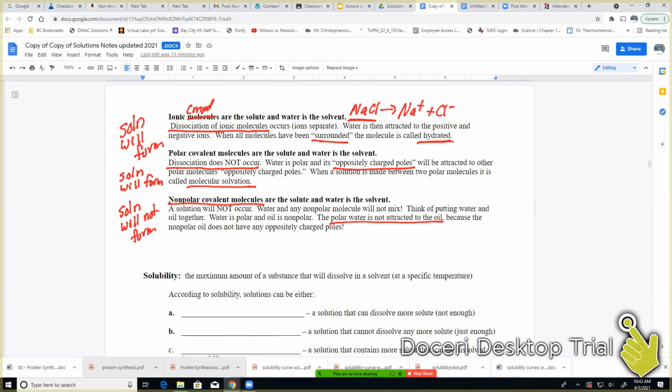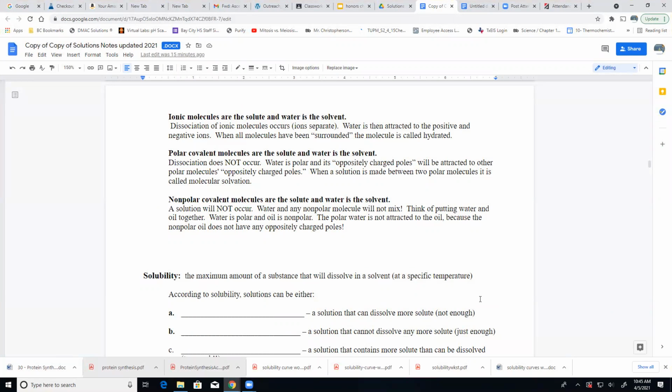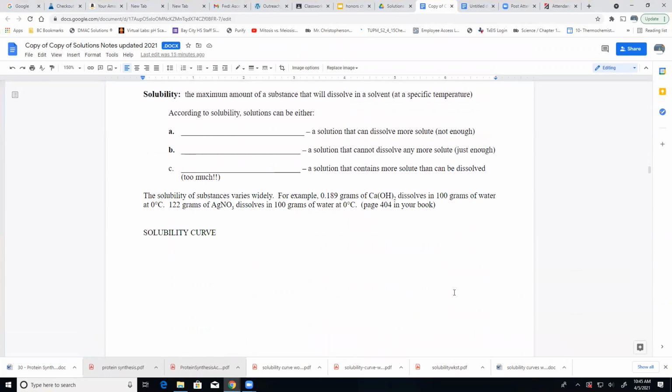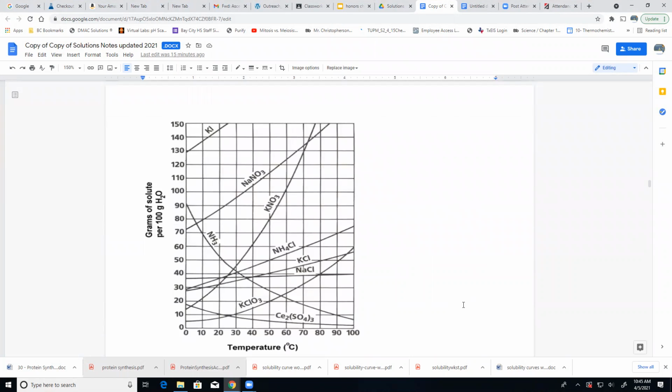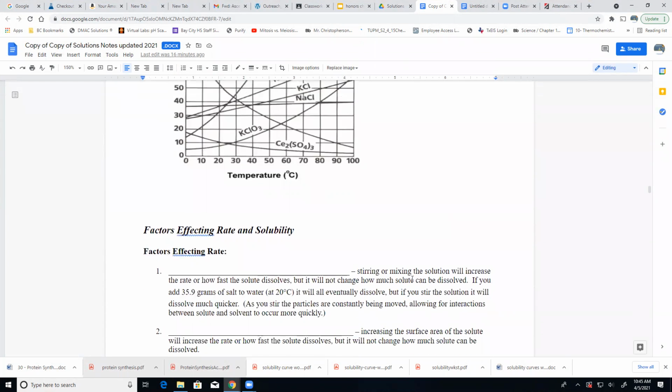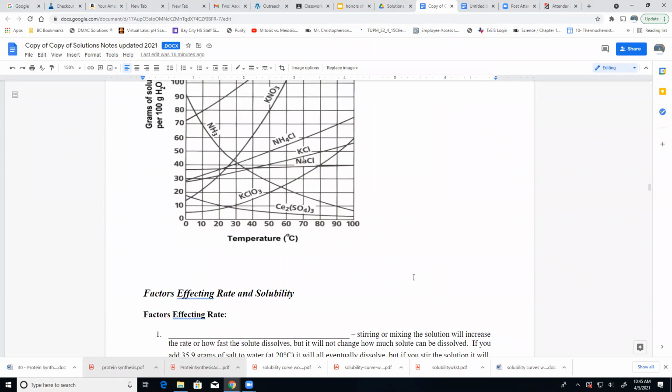All right, so we're going to stop right there. Tomorrow, like I said, tonight you need to watch your video over solubility curves. It'll ask you some questions, and then you will be looking at solubility curves, which look like this, and tell you how much at a certain temperature will dissolve. You will need to be able to answer questions off of that. That assignment is due at the end of class tomorrow.